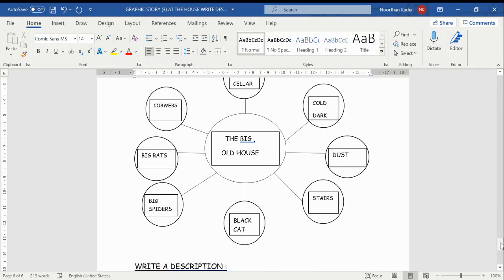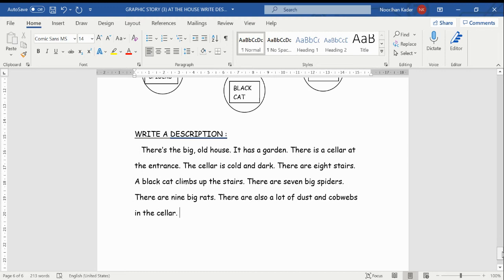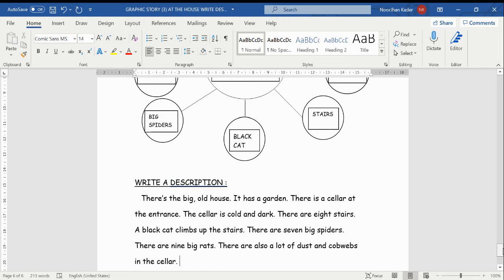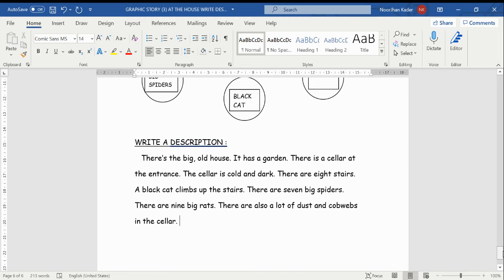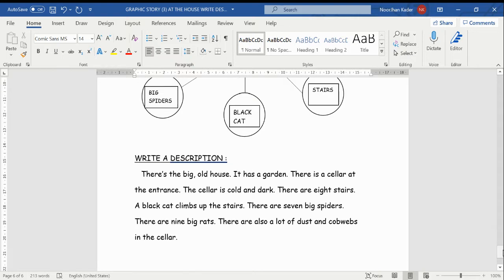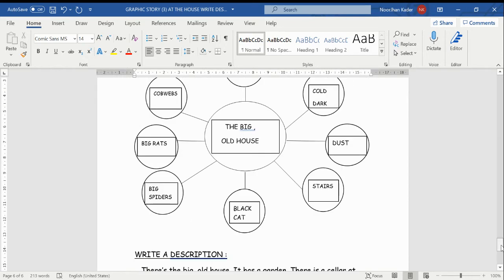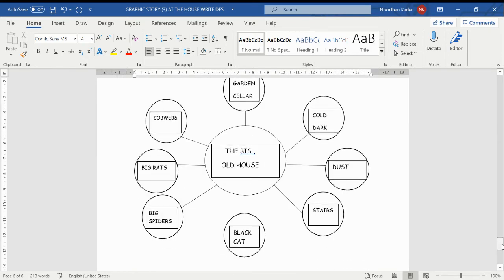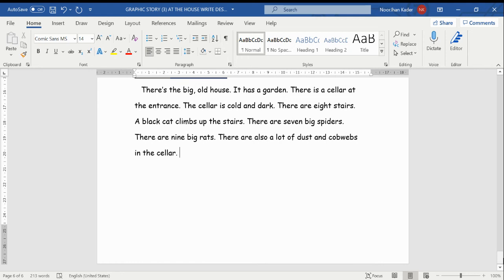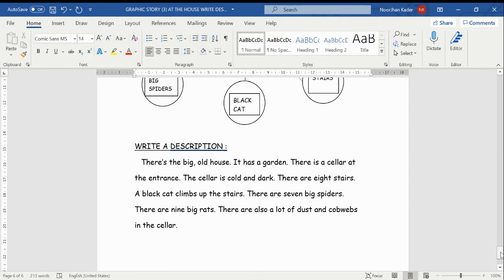Okay, let's see. Have we done? Oh, there is big rats. Okay, 7 big rats. Is there anything we want to add? It's a garden. Okay, let's see. Check one more time. Is there anything that we have left out? No. So we have used up all the details in the bubble map. So let's read one more time, whether this describes the old house.